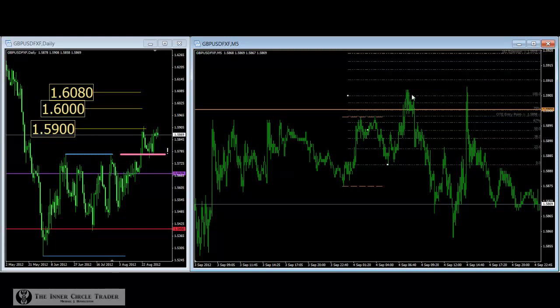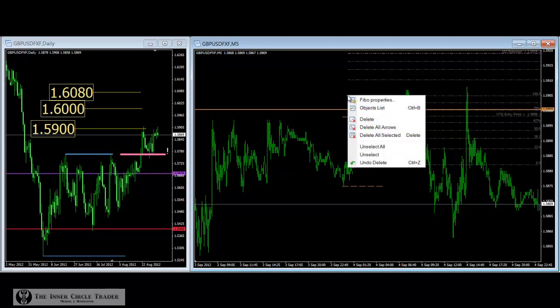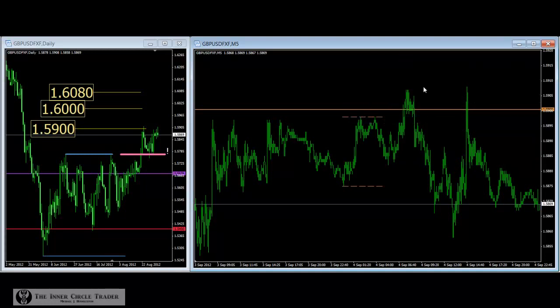Okay, we have reflection in here at the 159 figure, so we have convergence with that. We also have turtle soup, which is these old highs back here. See how very clean these levels are?